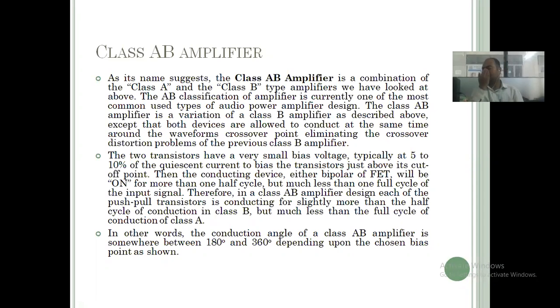See, I will discuss the class AB type of the amplifier. The name class AB indicates that it is basically a combination of the class A type of the amplifier and the class B type of the amplifier. So in that case, we have to use the positive thing of class A and the positive thing of class B, which should be used in case of the class AB type of the amplifier. We know that class A type of the amplifier.